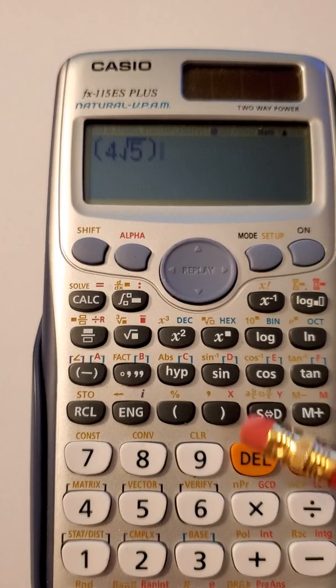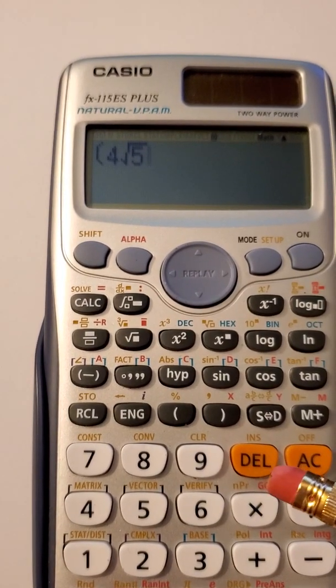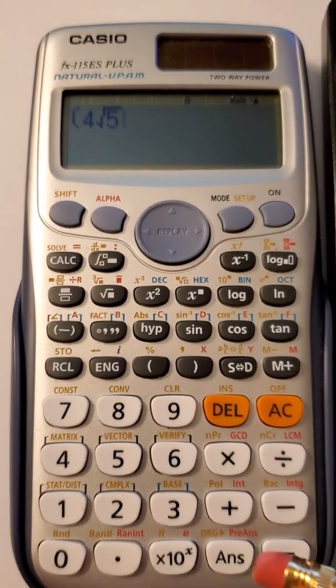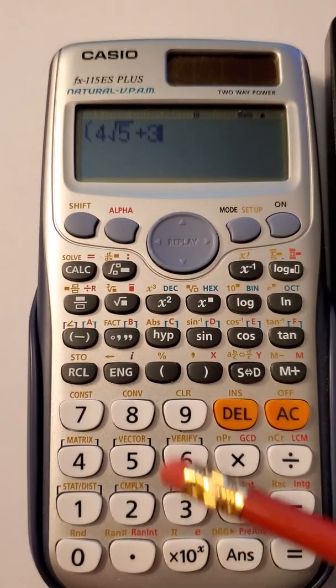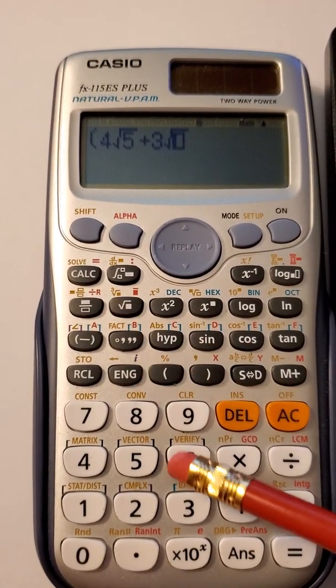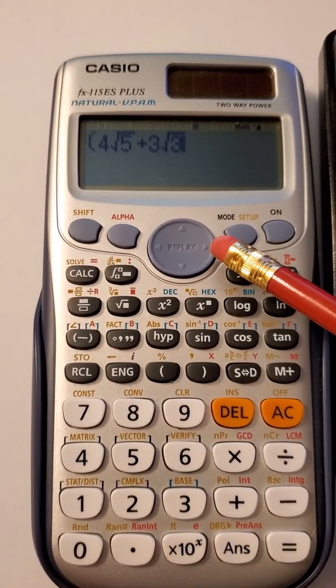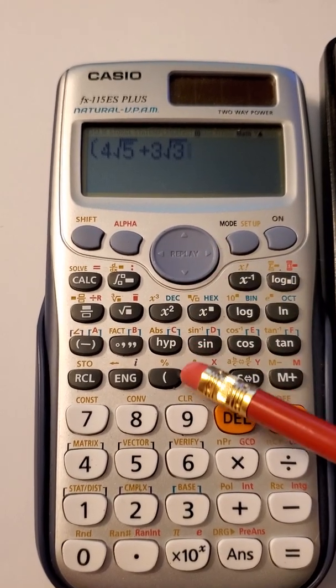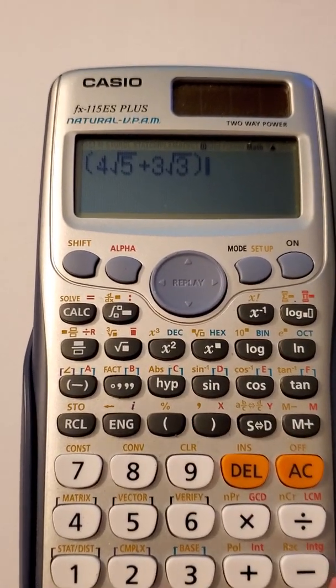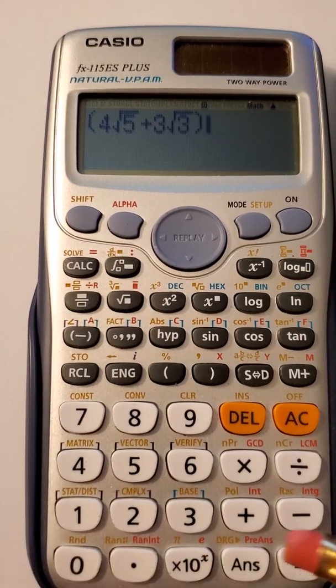Whoops. Delete. I didn't finish the expression. Plus 3 square root of 3. Move out from under the radical and then close the parentheses. So that gets our first binomial.